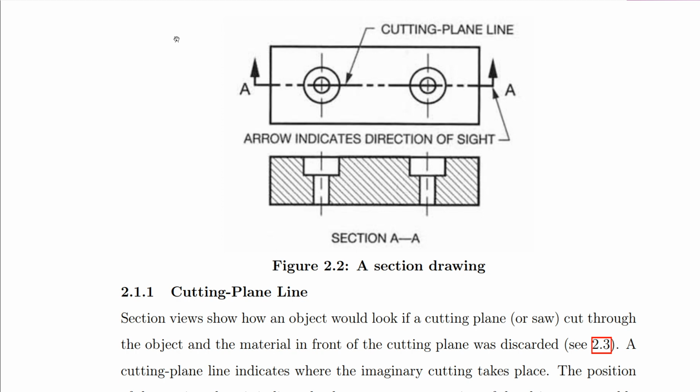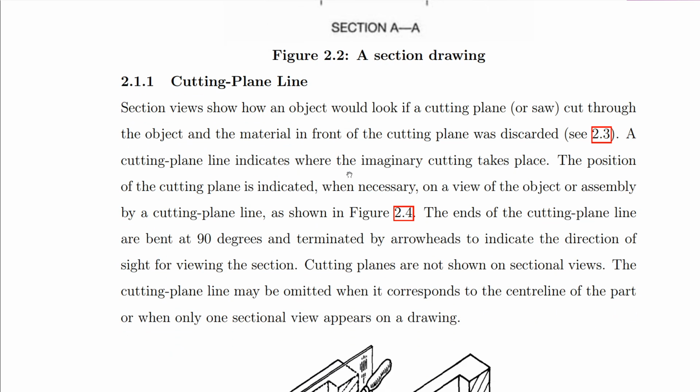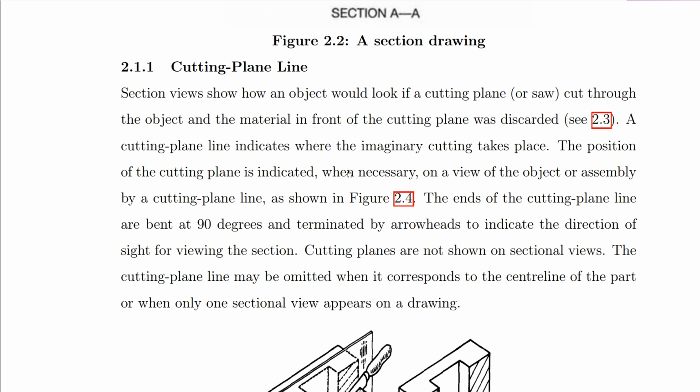So basically we cut through this object and then we throw away the bottom section, and we're observing the cut surface of the top one, and the outline that will appear will be like this one. So we're looking at the representation of the cutting plane. Section views show how an object would look if a cutting plane or saw cut through the object and the material in front of the cutting plane was discarded.